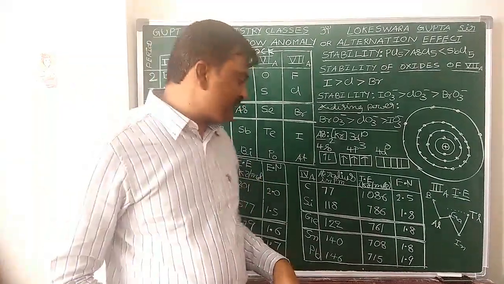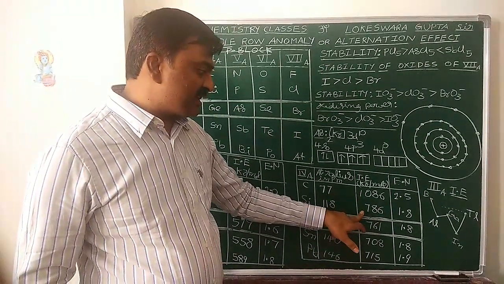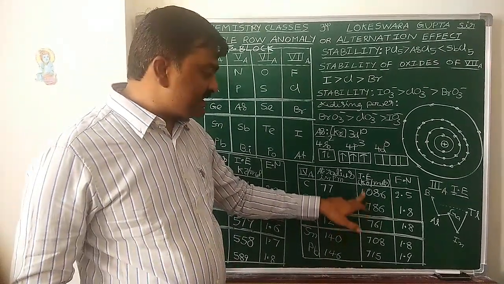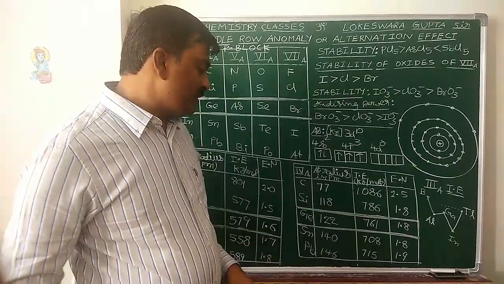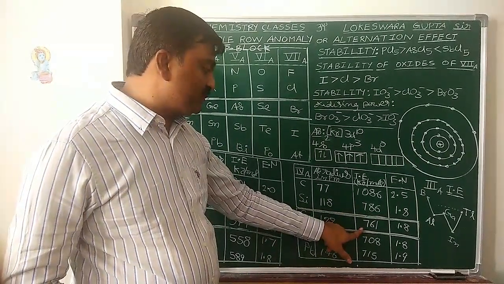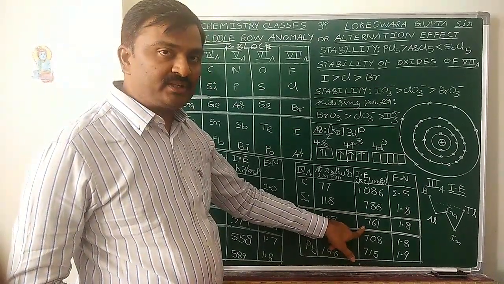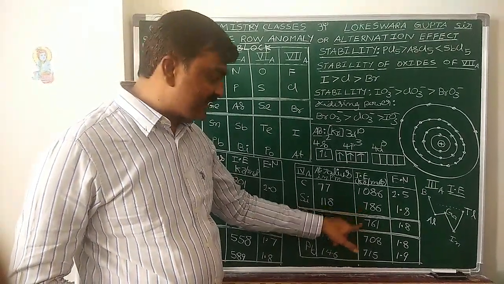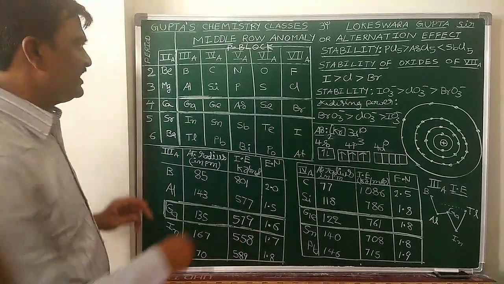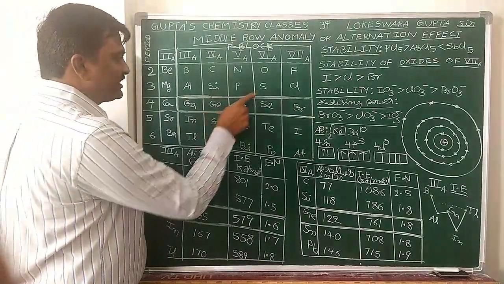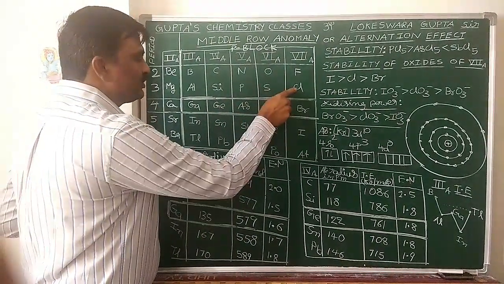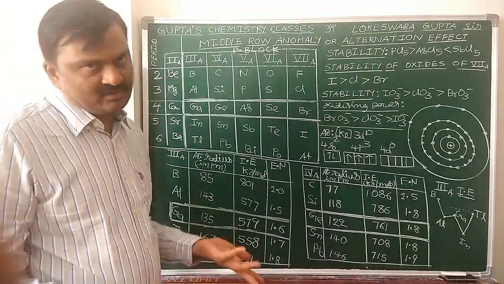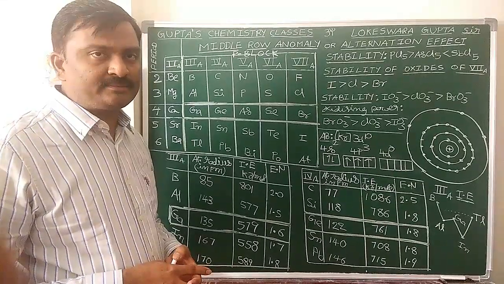In the 4th group also, carbon to silicon the increase in size is more, so the decrease in ionization energy is more. But from third period element to fourth period element, the decrease in ionization energy is less. Similarly, from phosphorus to arsenic, sulfur to selenium, chlorine to bromine, the decrease in ionization energy is less because of middle row anomaly.